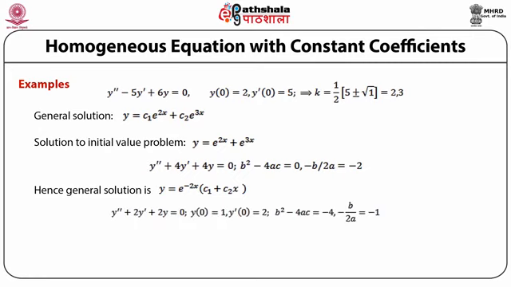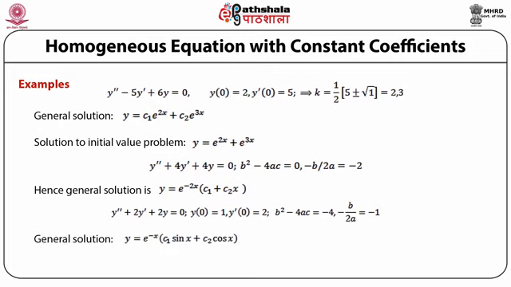Another example, we consider the differential equation y double prime plus 2y prime plus 2y equals 0. The initial conditions are given as at x is equal to 0, y is equal to 1 and at x is equal to 0, the derivative of y is equal to 2. We calculate the value of b square minus 4ac, which comes out to be minus 4, and the value of minus b by 2a is minus 1.